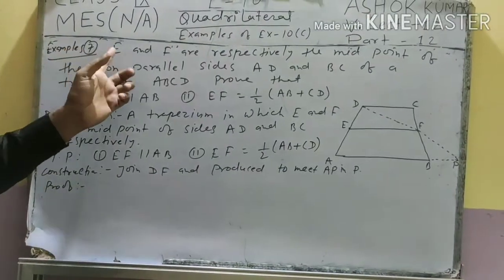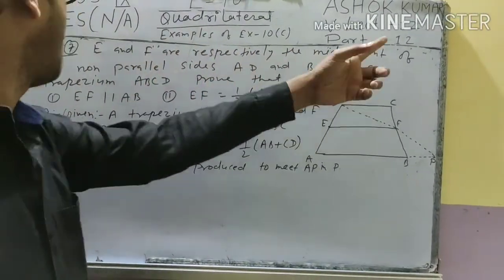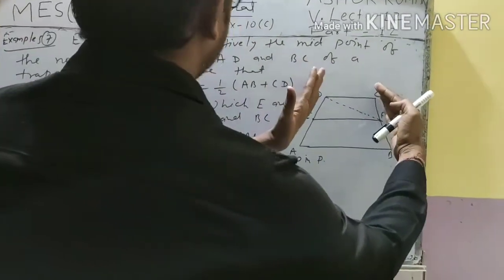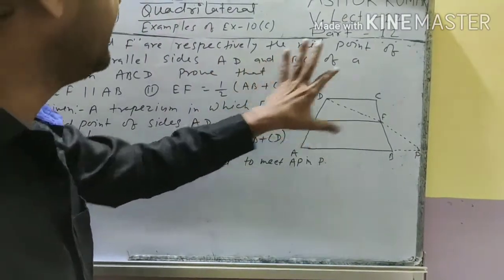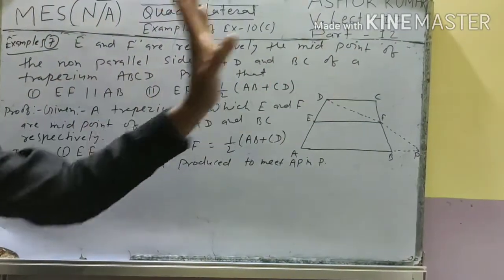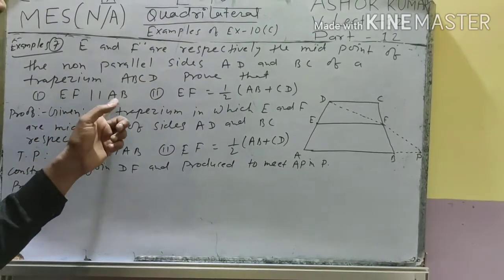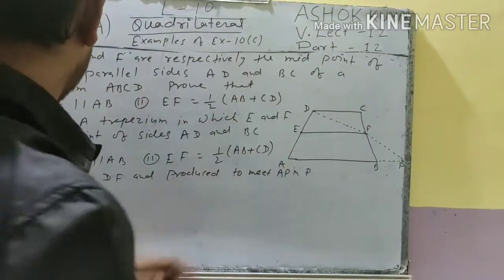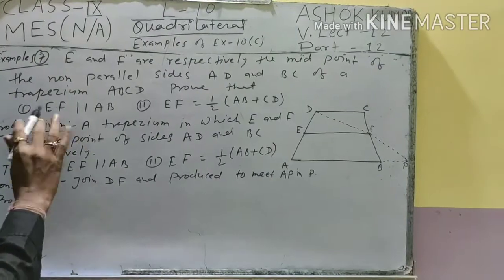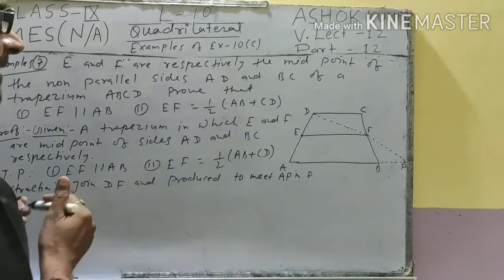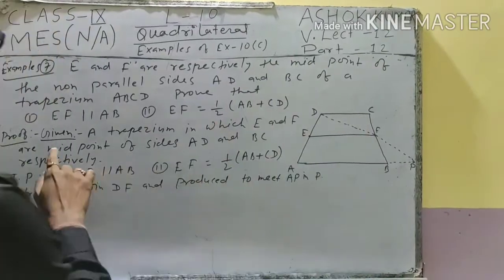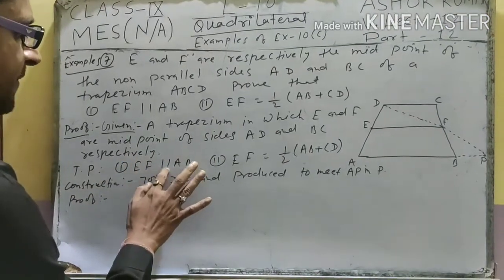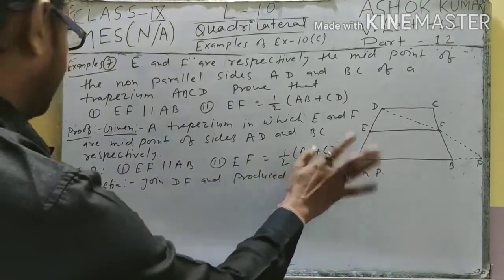Here, student, example number 7. E and F are respectively the midpoints of the non-parallel sides AD and BC of a trapezium ABCD. We know that this line is parallel to this line and these two lines are the non-parallel sides. Prove that EF is parallel to AB and EF is equal to half of AB plus CD. Look at how to prove. First is the given information: a trapezium in which E and F are the midpoints of sides AD and BC respectively. To prove: EF is parallel to AB and EF is equal to half of AB plus CD.